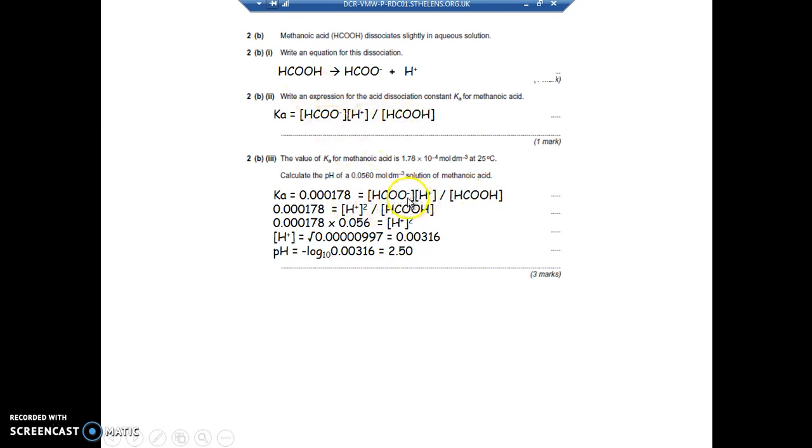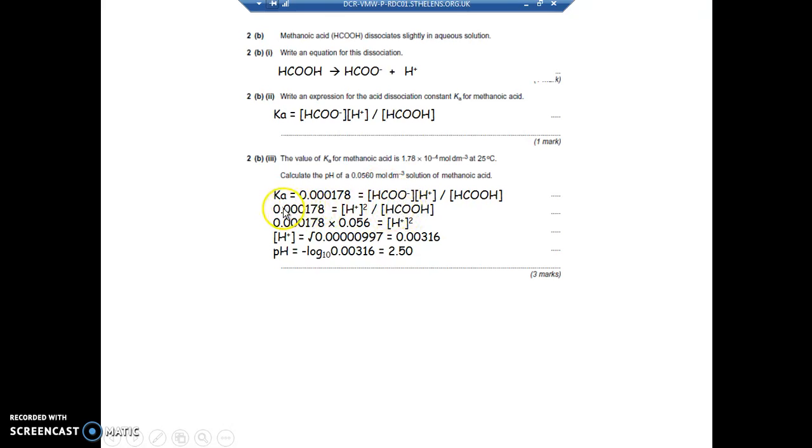I can simplify these two because they're made in equal amounts. When 1 mole of HCOOH dissociates, it makes 1 mole of this and 1 mole of this. So these are in equal amounts, and I can simplify that to H plus squared. So have I got the concentration of HCOOH? Yes, I have. There it is, 0.058.